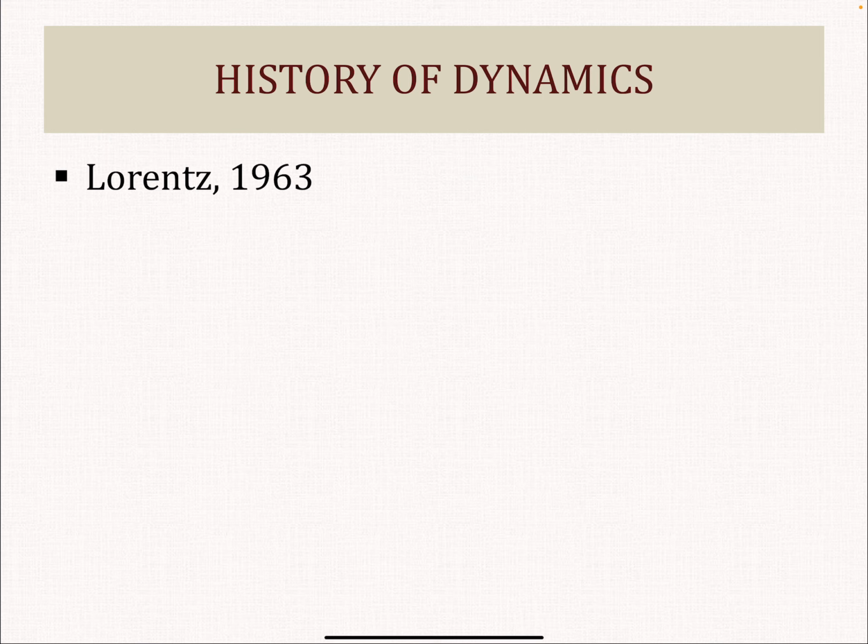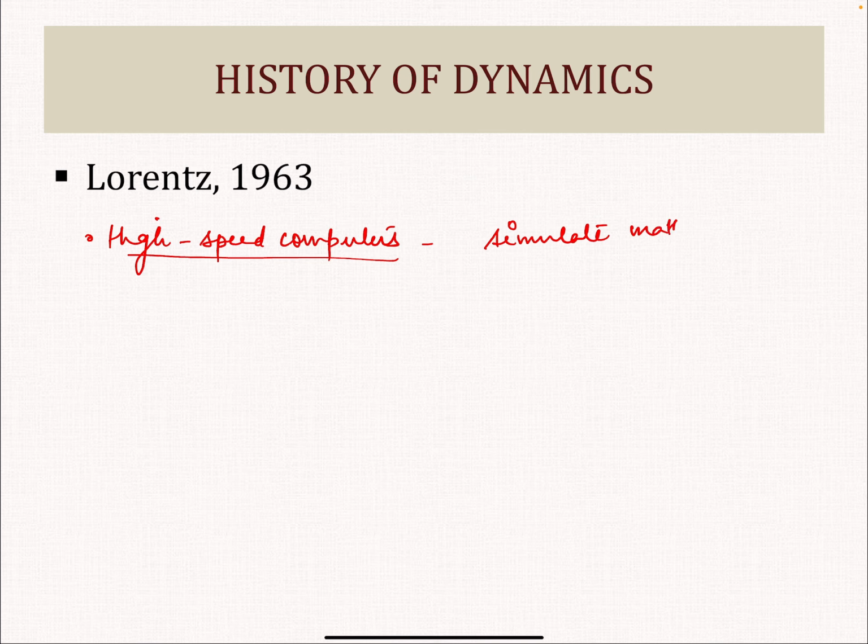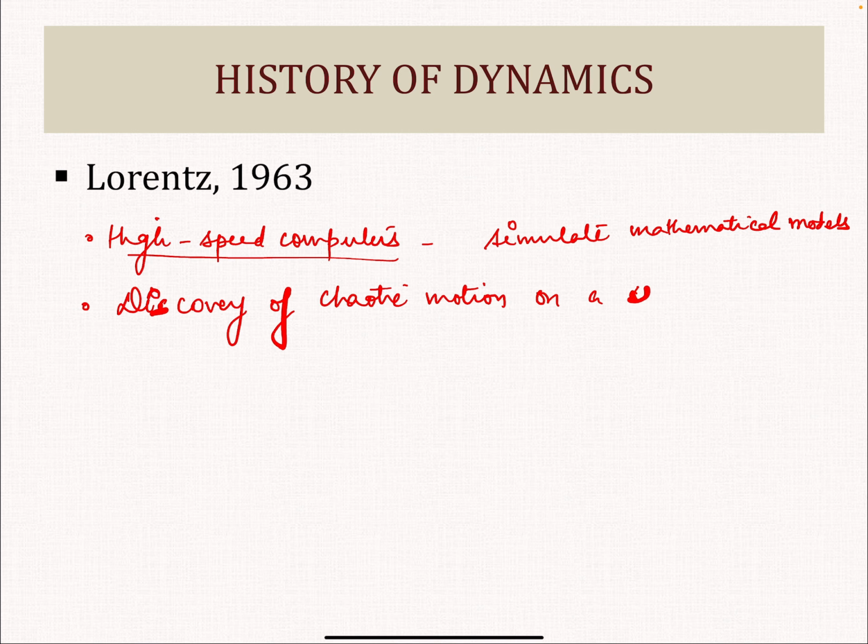In 1963, with the advent of high speed computers, it became easy to simulate mathematical models. So, this led to the discovery of chaotic motion on a strange attractor by Lorenz. We will discuss these concepts later on.